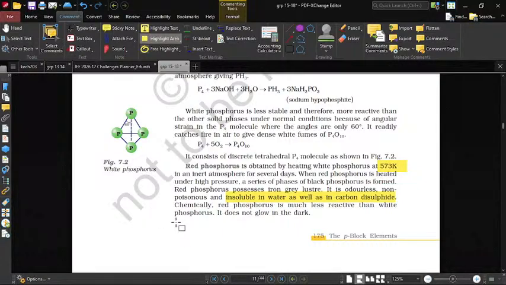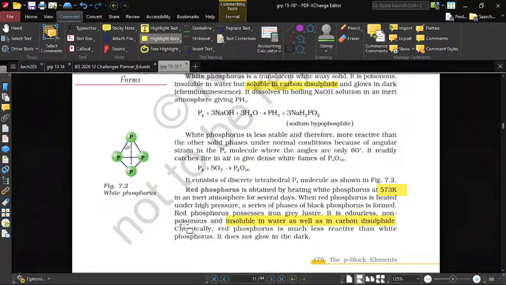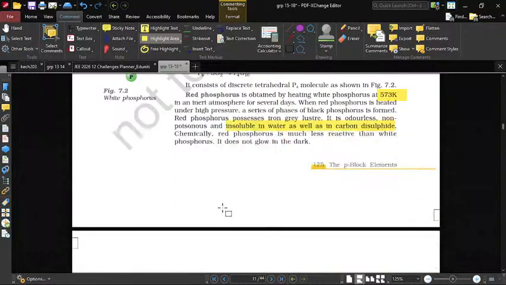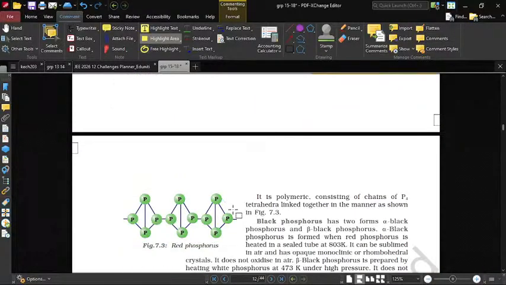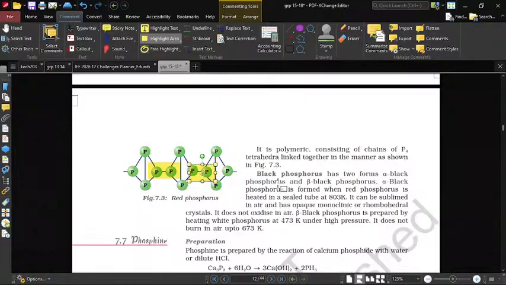Chemically, red phosphorus is much less reactive than white phosphorus. It does not glow in dark. It is polymeric, consisting of chains of P4 tetrahedra linked in a manner as shown in figure 7.3. The bonds will come like this and further the chain is formed.